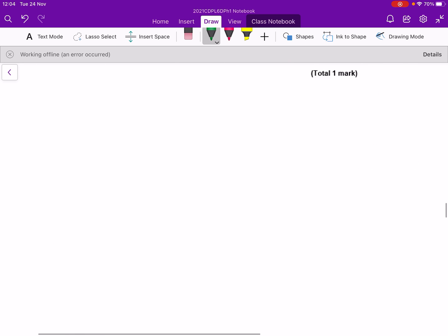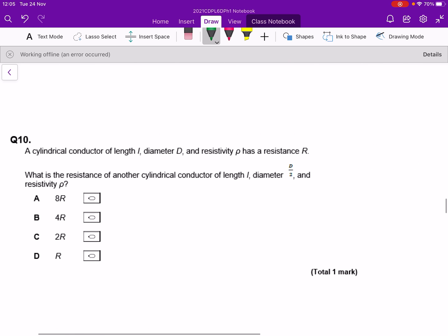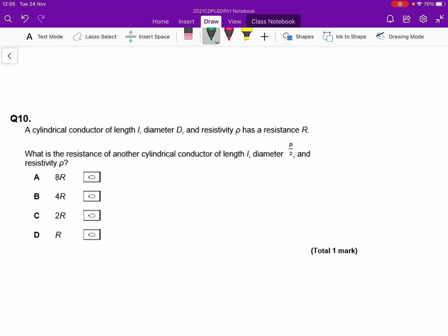Question 10, is this the last one on the multiple choice? Yeah, it is, cool. Question 10, okay, so we can say for the first one, what I always like to do with these is write something out. So R equals rho L over, I guess, pi d squared over 4. Okay, it's fine, we can write that like that. And then let's write that out a bit nicer. So 4 rho L over pi d squared. So this is our first wire right here.